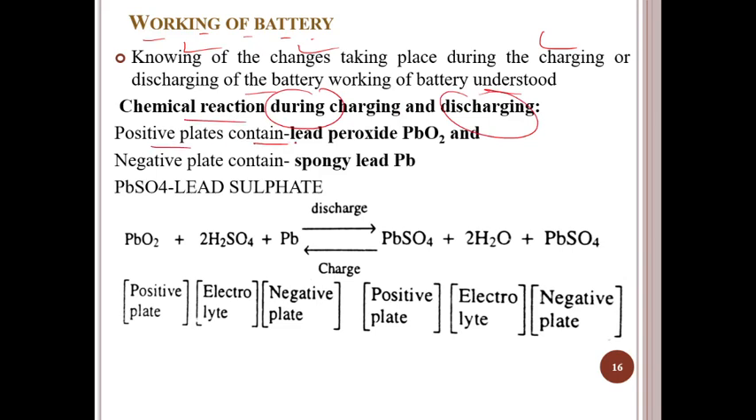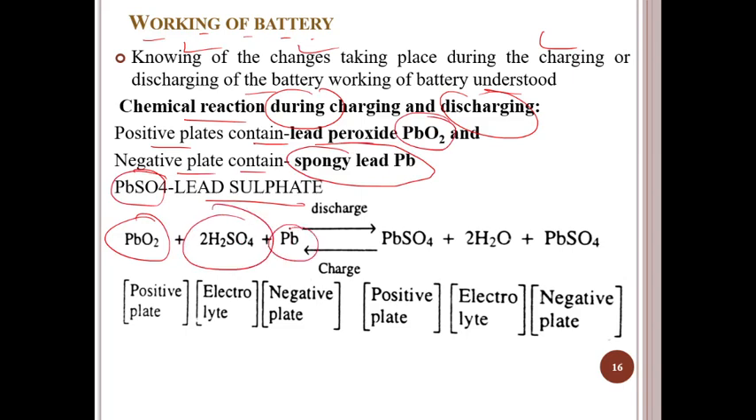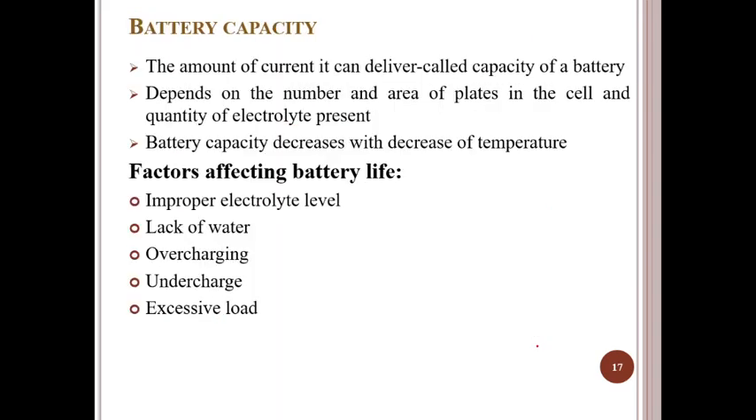The positive plate contains lead peroxide, PbO2, and the negative plate contains spongy lead, Pb. The electrolyte is H2SO4. During discharge we get PbSO4, H2O and PbSO4, and during charging we get Pb, H2SO4 and PbO2. This is the positive plate, H2SO4 is the electrolyte, and Pb is the negative plate.